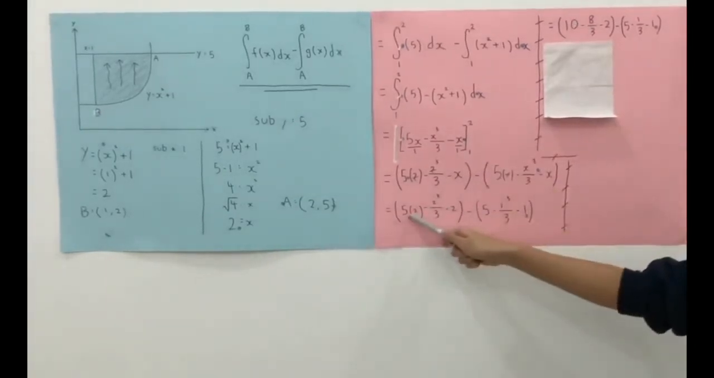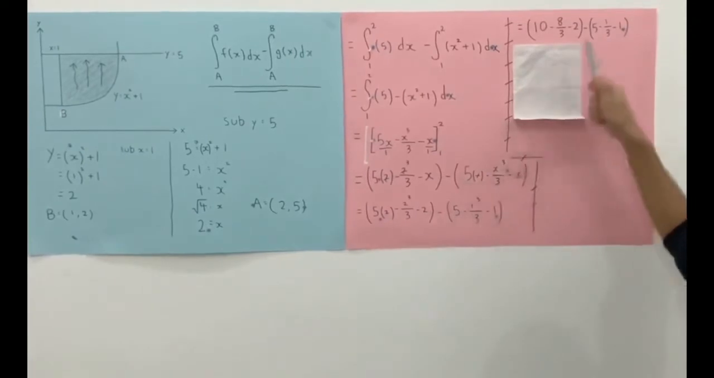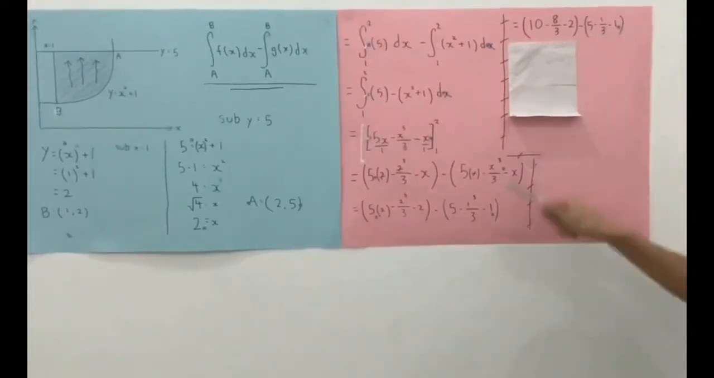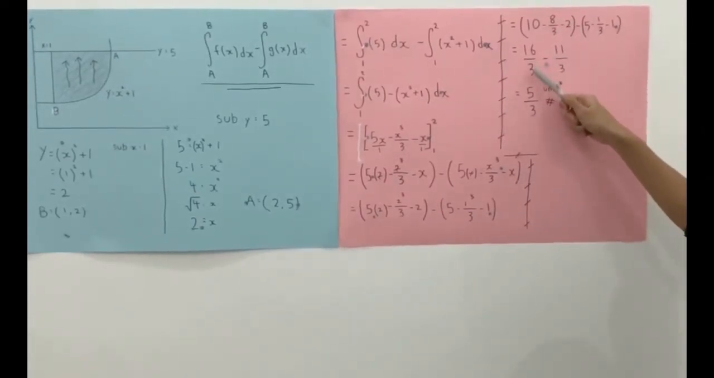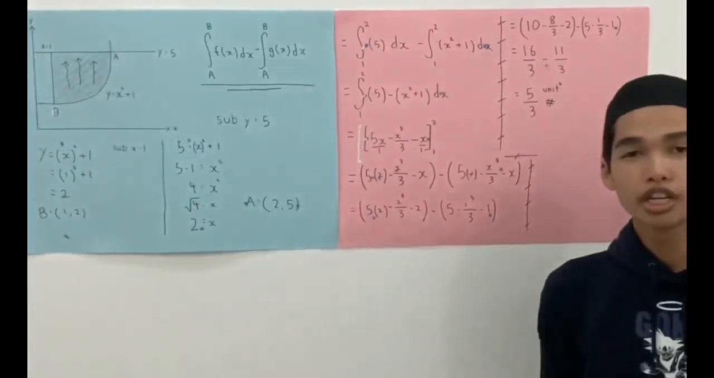10, negative 8 over 3, and negative 2. Minus 5, negative 1 over 3, and negative 1. Once we simplify, you can see that 16 over 3 minus 11 over 3, and then you get the answer: 5 over 3 unit squared.